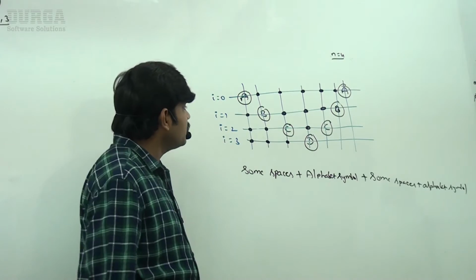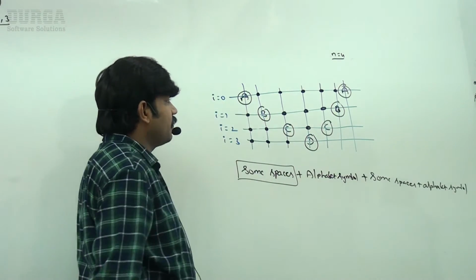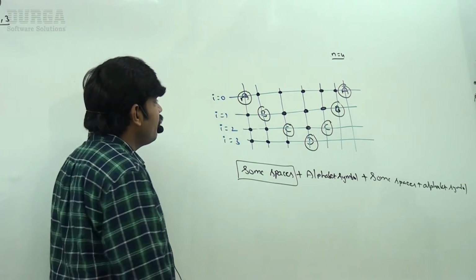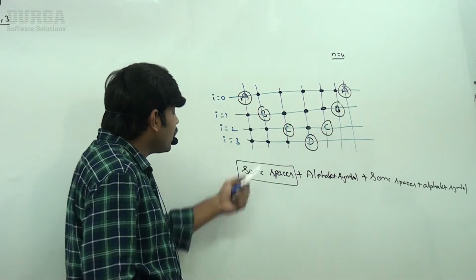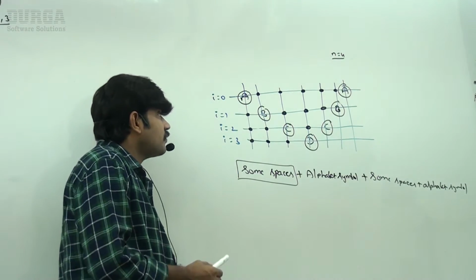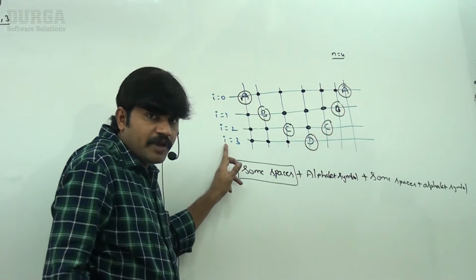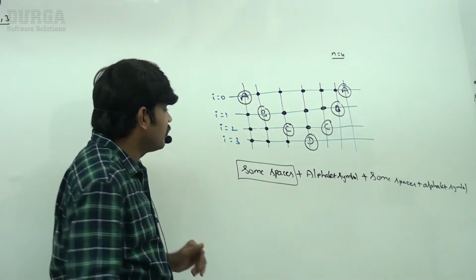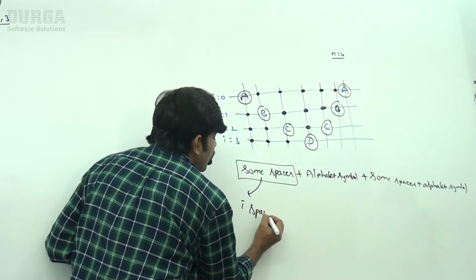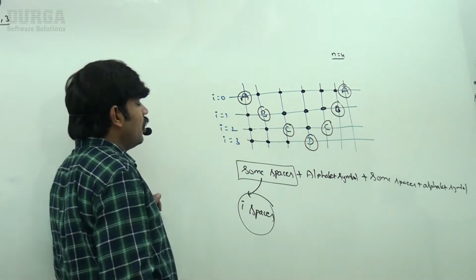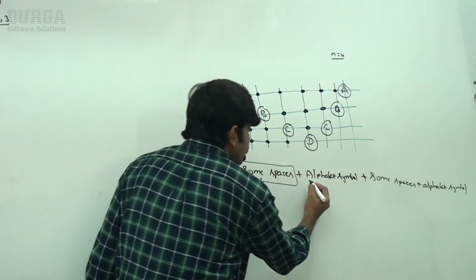Now my question is, how many spaces are there at the beginning before the first alphabet symbol? Very simple. If i is equal to 0, no space. If i is equal to 1, 1 space is available. Correct or not? If i is equal to 2, 2 spaces. If i is equal to 3, 3 spaces are there. So how many spaces? i number of spaces are there.